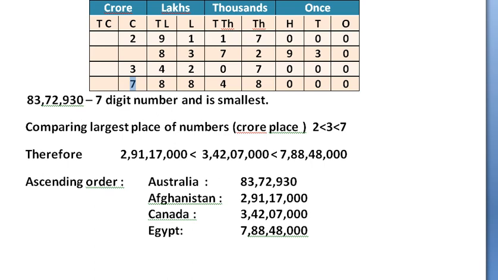So in the ascending order of numbers, the population of Australia comes first, as it is the smallest, which is 83,72,930. Then the population of Afghanistan, which is 2,91,17,000, comes in the second place. While the population of Canada, which is 3,42,07,000, comes in the third place. While Egypt has the largest population of 7,88,48,000. So we are writing these numbers in ascending order.